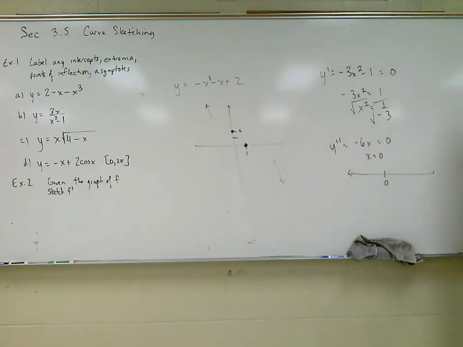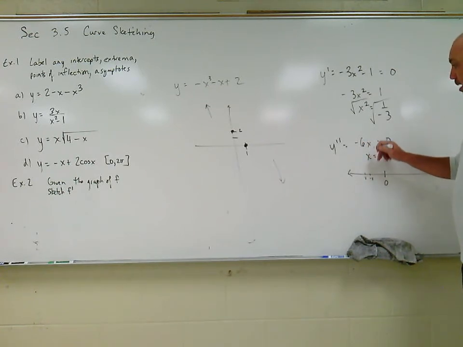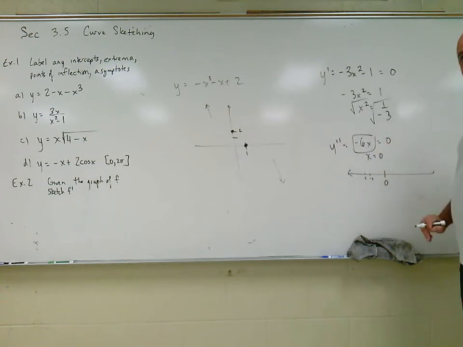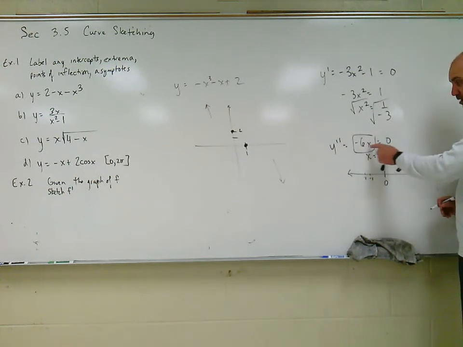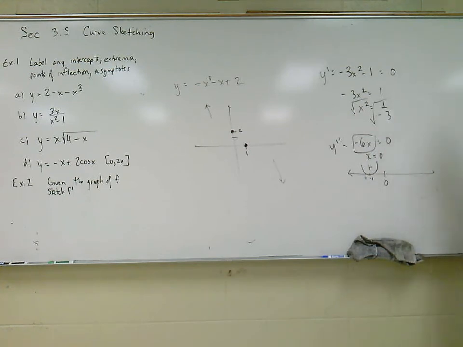So now I'm going to at least get the concavity down to help me with the picture. So anything left of 0, let's say I plug in a negative 1, a negative 2, whatever, into the second derivative, which is negative 6x. A negative times a negative is a positive, thus it's concave up. And then if I plug in any positives, 1, 2, anything like that, I get a negative, which is concave down. So that helps me now.